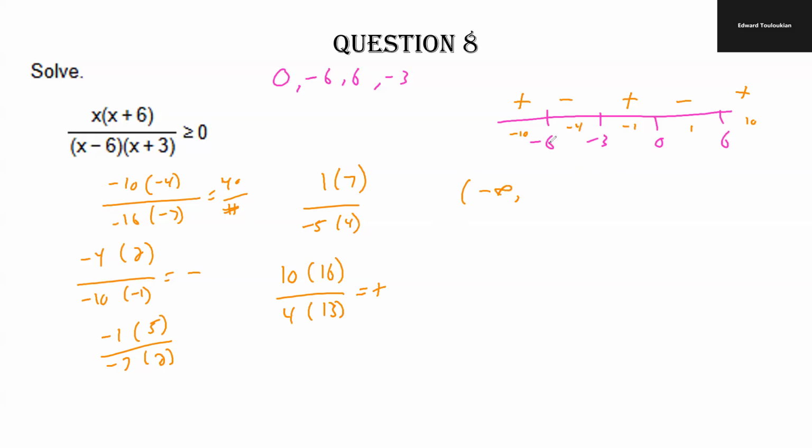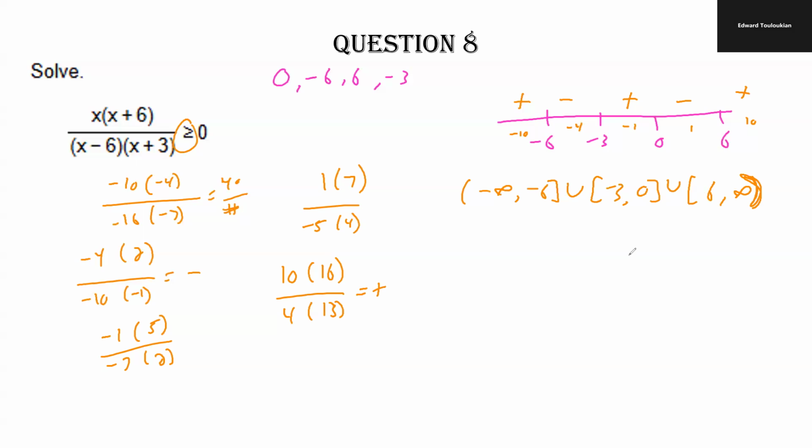So negative infinity all the way to -6 is equal to as well. So I have a bracket. Union, this region here, -3 to 0, and this region. So union, union 6 to infinity. But that should be a parenthesis here.